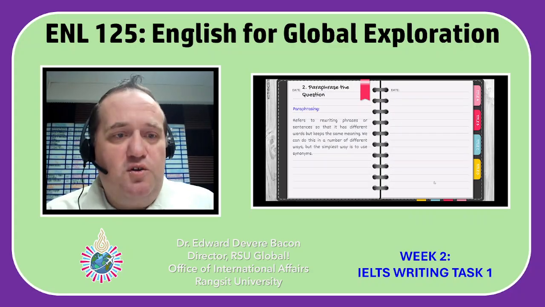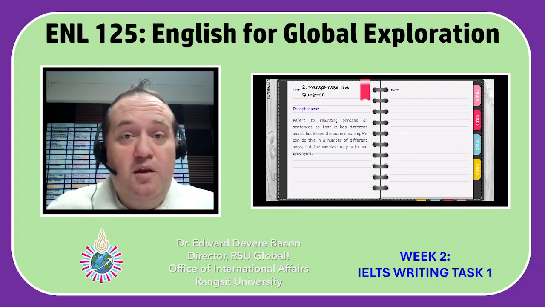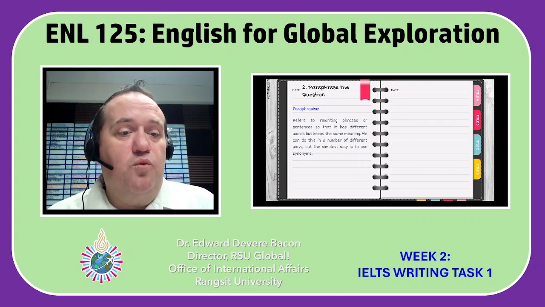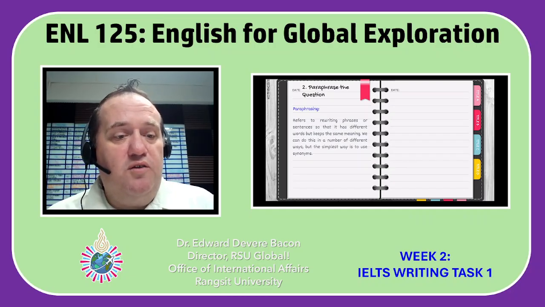And paraphrasing. Okay, so paraphrase the question. This refers to rewriting phrases or sentences so that it has different words but keeps the same meaning. We can do this in a number of different ways, but the simplest way is to use synonyms.